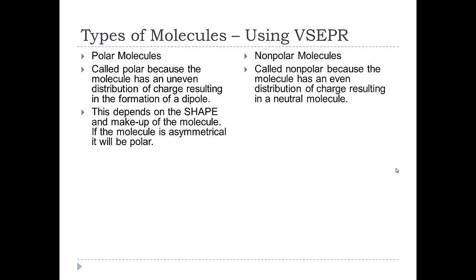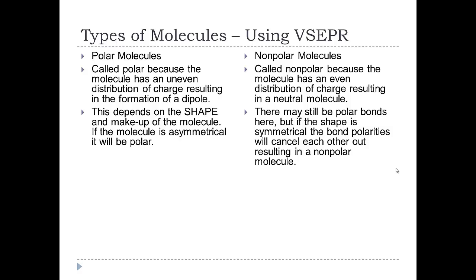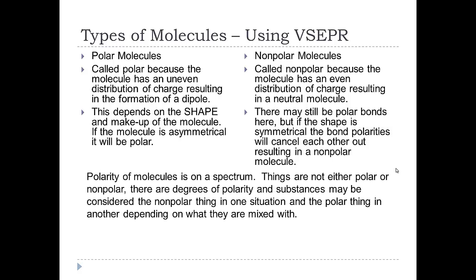Nonpolar molecules are called nonpolar because the molecule has an even distribution of charge resulting in a neutral molecule. There may still be polar bonds here, but if the shape is symmetrical, the bond polarities will cancel each other out, resulting in a nonpolar molecule. Now, a dipole, back to polar, is when there's a positive end to your molecule and a negative end to your molecule. This does not mean they are creating ions, just that there's an uneven distribution of charge.